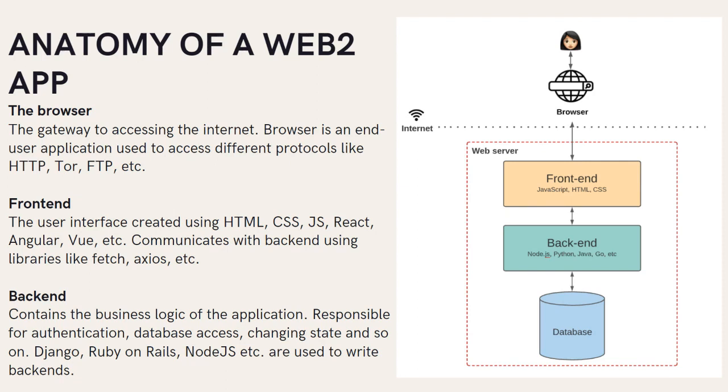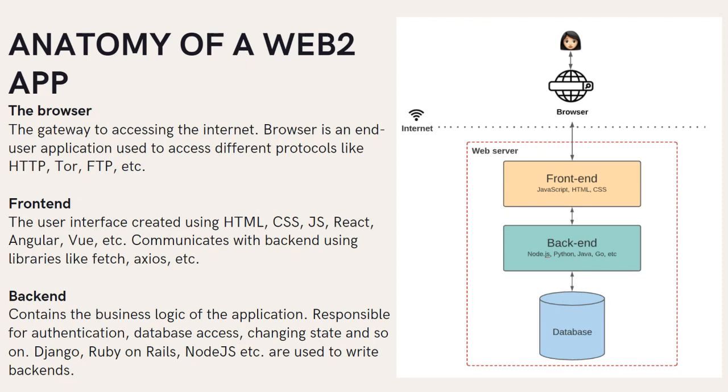So the browser, as you can see, is the main point of access for anybody who is accessing the internet or any service on it, right? The service can include anything from WhatsApp, Instagram, Twitter to Reddit, and so on. So this is the gateway to accessing the internet. And the browser is able to do this because it is able to communicate with different protocols. Like HTTP, which is the hypertext transfer protocol, Tor protocol is another, and there's something called FTP, which is the file transfer protocol. So people who study networks know about these protocols.